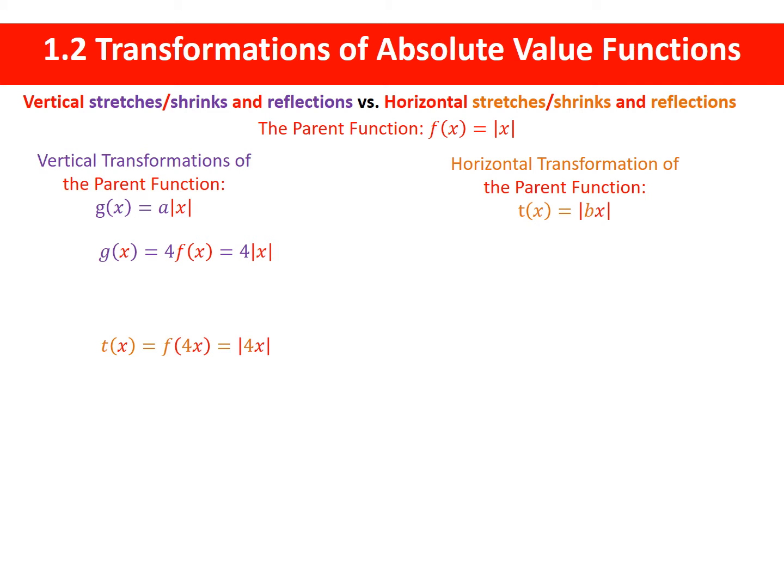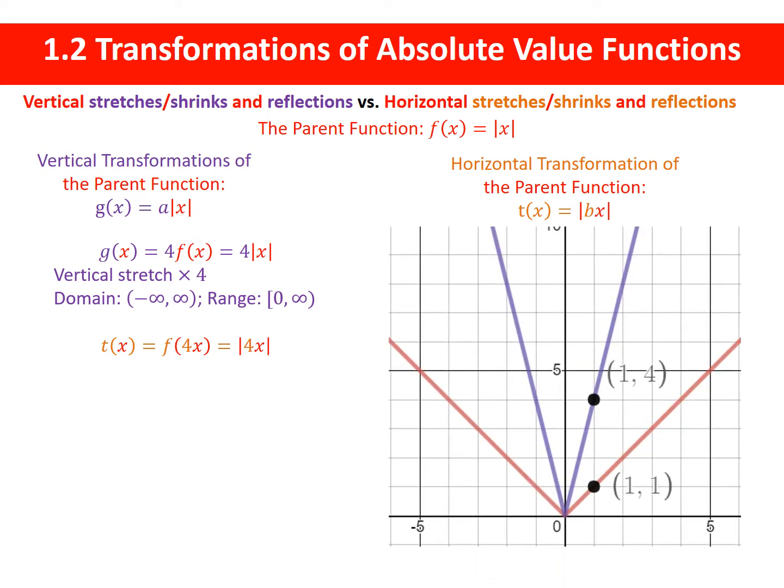It will probably be helpful to talk about the horizontal stretches, shrinks, and reflections that come to us through the variable b if we juxtapose it with the amplitude. So let's see what happens when we have g of x equals 4 times the function, and t of x is the function with that 4 multiplied inside the absolute value. The 4 on the outside is bigger than 1. That's going to be a vertical stretch. The domain is unlimited, and the range runs from 0 to infinity. So there's your function.